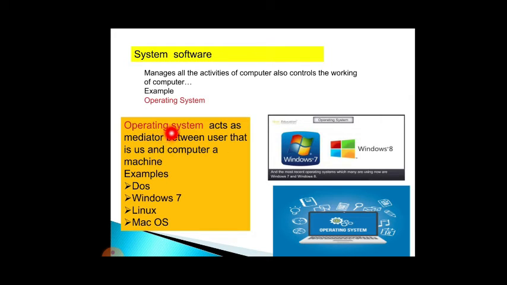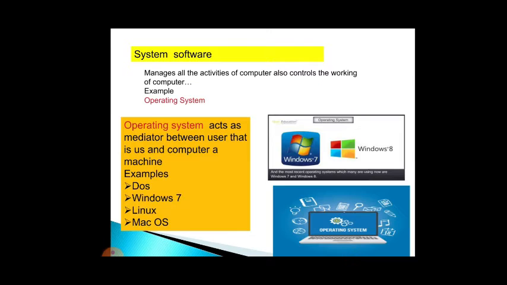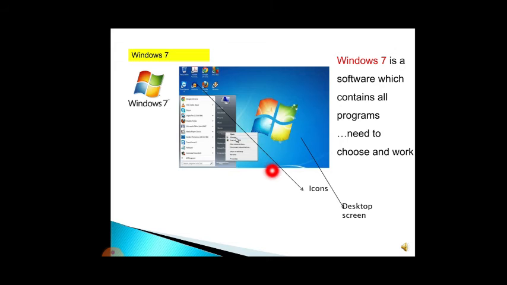So what will the operating system do? It will take everything from us and it will tell the computer, you have to do this. Examples: DOS, Windows 7, Linux, Mac OS, the Mac operating system. Let us learn on the Windows 7. In this class you are going to learn about Windows 7. You can see the Windows 7 main screen looks like this, and this is the logo of Microsoft Windows 7.